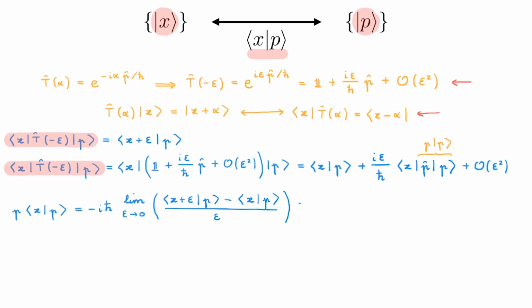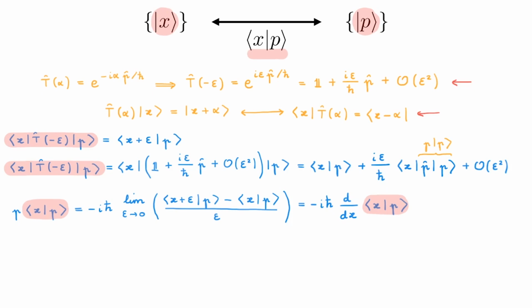The limit we have written down is the definition of a derivative, and therefore we can write this whole expression as equal to minus i ħ, the derivative with respect to x of the bracket of x and p. Looking at the left and at the right-hand side of this equation, we see that we now have a first-order differential equation for the bracket between x and p that we need in our quest to transform from the position to the momentum representations.